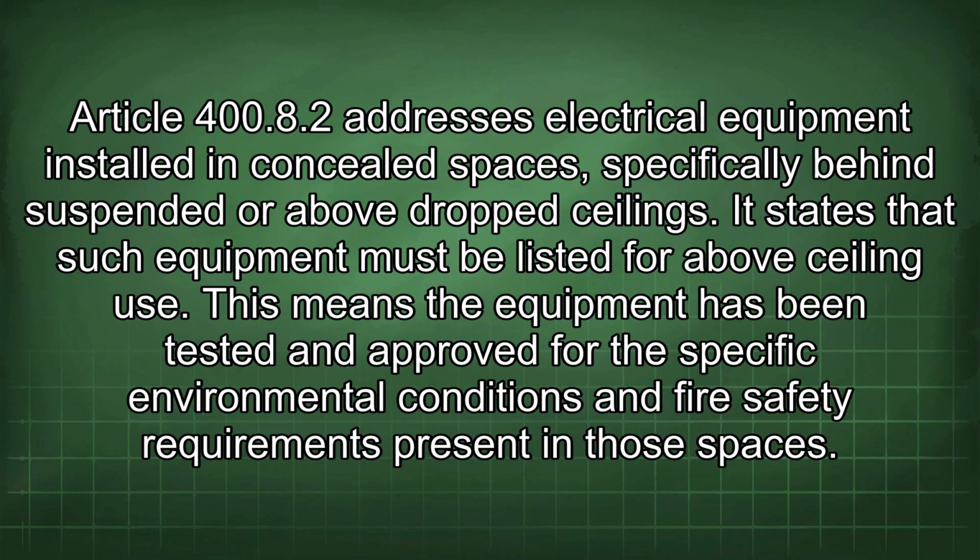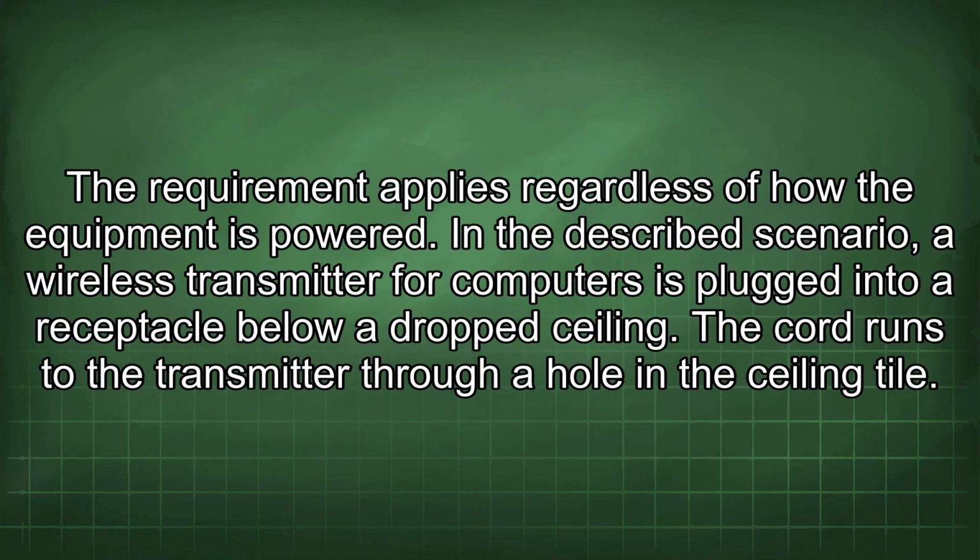Article 400.8.2 addresses electrical equipment installed in concealed spaces, specifically behind suspended or above drop ceilings. It states that such equipment must be listed for above-ceiling use. This means the equipment has been tested and approved for the specific environmental conditions and fire safety requirements present in those spaces. The requirement applies regardless of how the equipment is powered.